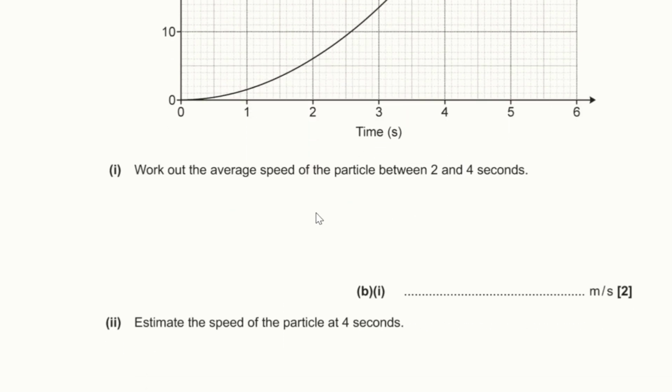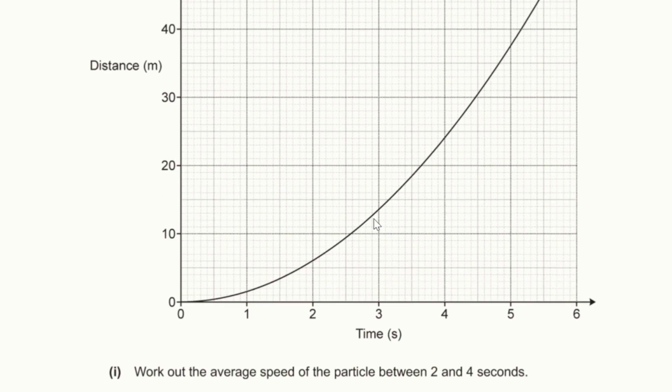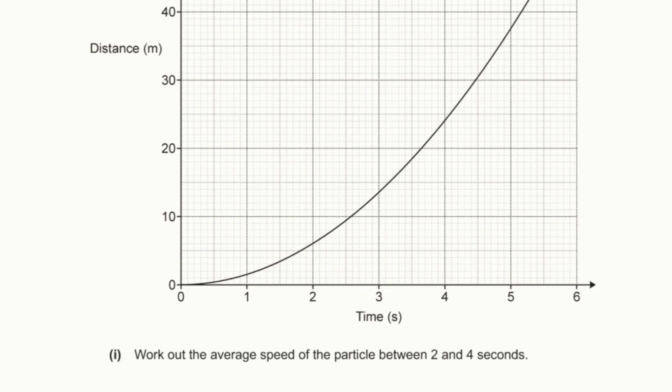Now for part B, the graph shows the distance travelled by the particle over 6 seconds. And for the first part, we have to work out the average speed of the particle between 2 and 4 seconds. Well, what we can do here, to estimate that, is find out the change in y and the change in x between 2 and 4 seconds.